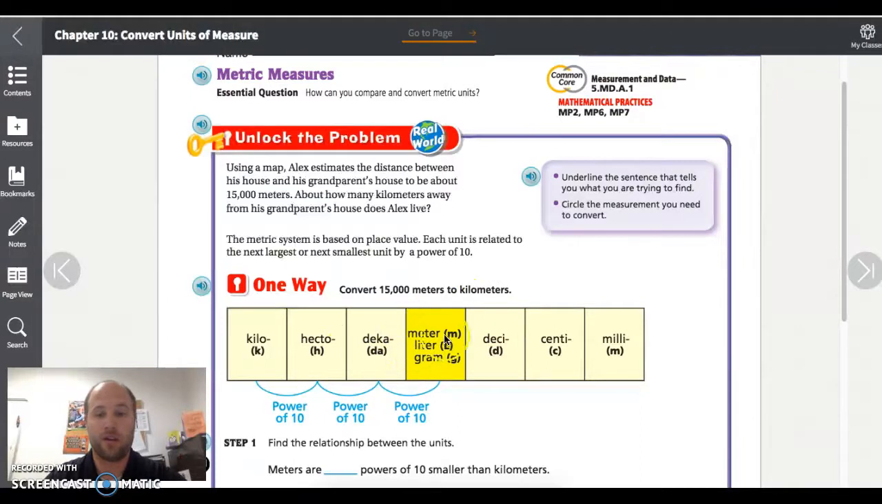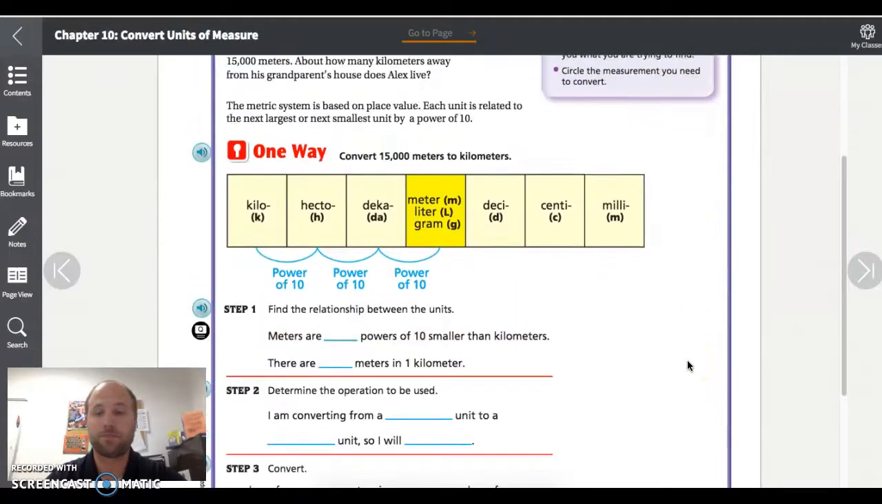So we go from our yellow box here, and we need to hop 1, 2, 3 hops to kilometers. And we're going to show you what that means. Scrolling down, step 1, find the relationship between the units. So meters here are blank powers of 10 smaller than kilometers. Let's count. 1, 2, 3. They are 3 powers of 10 smaller than kilometers. Plug that in. There are blank meters in a kilometer.